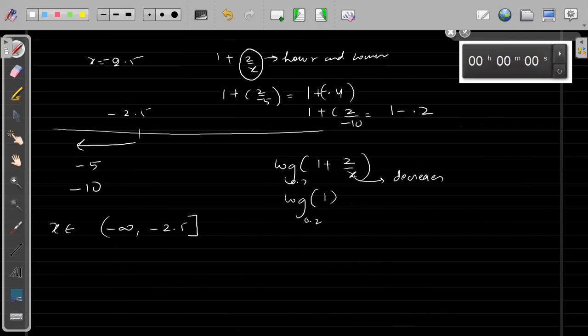By this part, is everybody able to understand, or should I explain once again? What I'm doing is taking lesser and lesser values, and for lesser and lesser values I'm able to get the answer. For minus 2.5 it is exactly equal to 1. What I know is that from minus 2.5 I can move on the left side, or I can move on the right side.